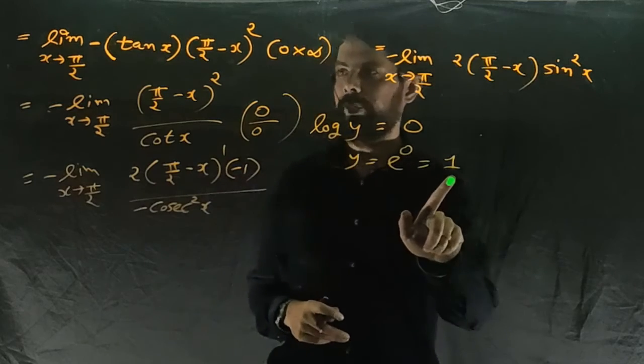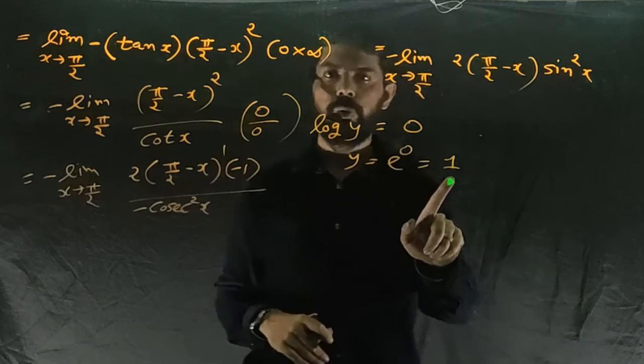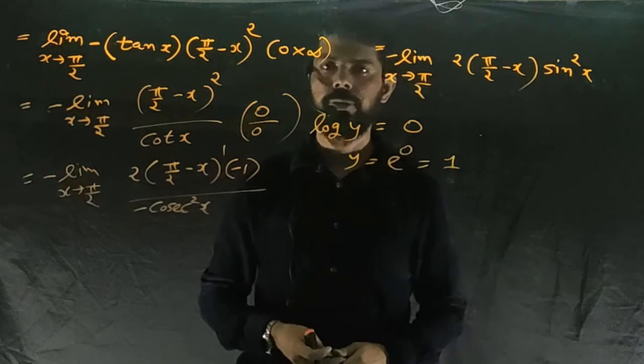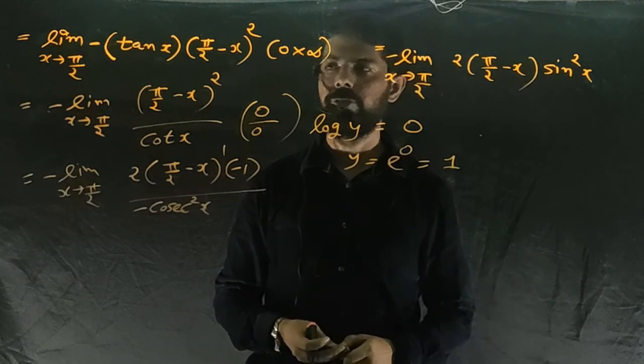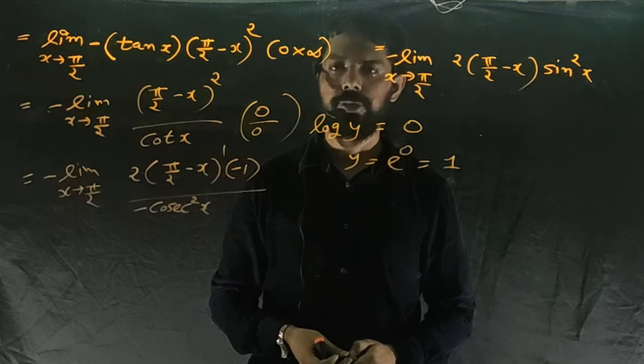So in this way 0 raised to 0 form can be solved. So in this lecture we have discussed 3 indeterminate forms, that is 1 raised to infinite, infinite raised to 0, and 0 raised to 0.